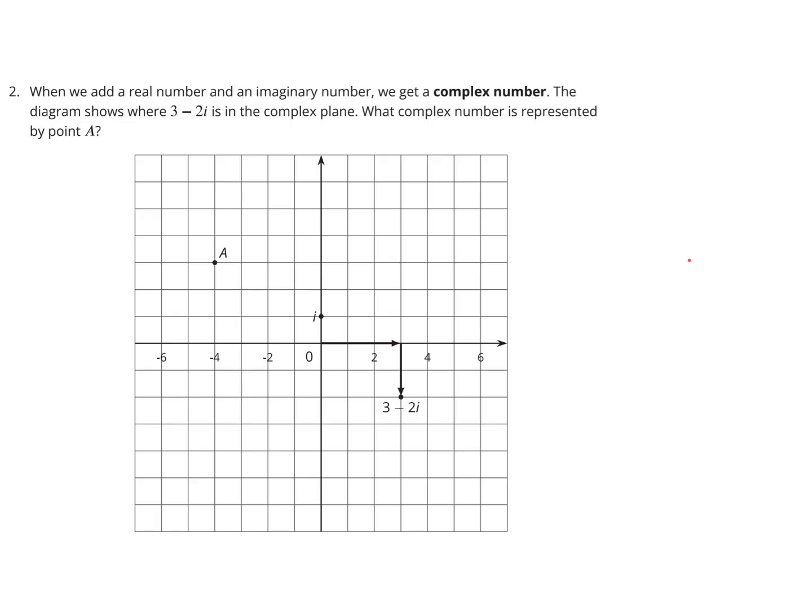Okay, when we add a real number and an imaginary number, we get what's called a complex number. The diagram shows where 3 minus 2i is in the complex plane, because these are your real numbers and these are imaginary. It works like xy, but we have different things on the axes. What complex number is represented by point A? So basically, you go back 4, so that's negative 4, and then you go up 1, 2, 3, plus 3i. So this is negative 4 plus 3i as point A.